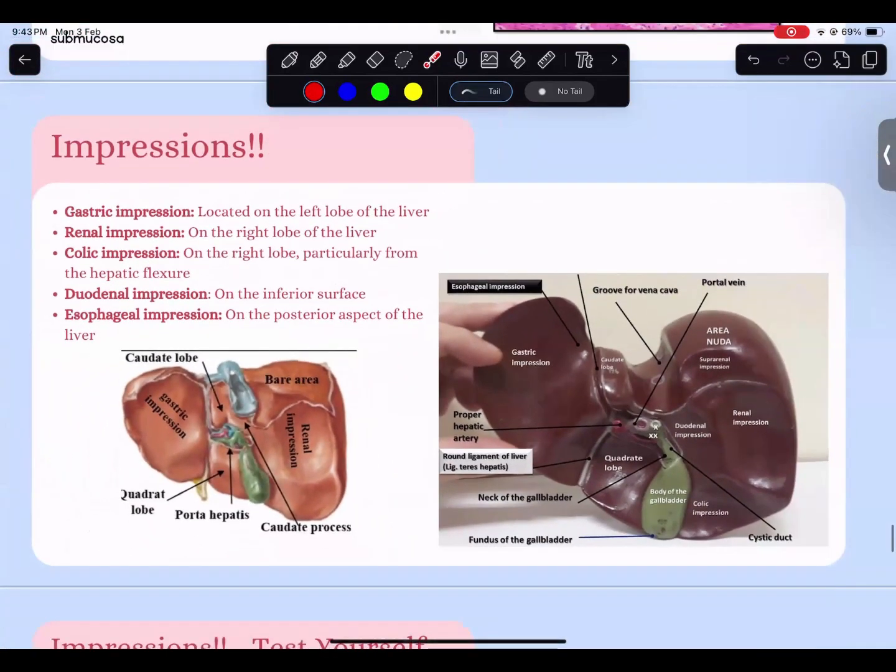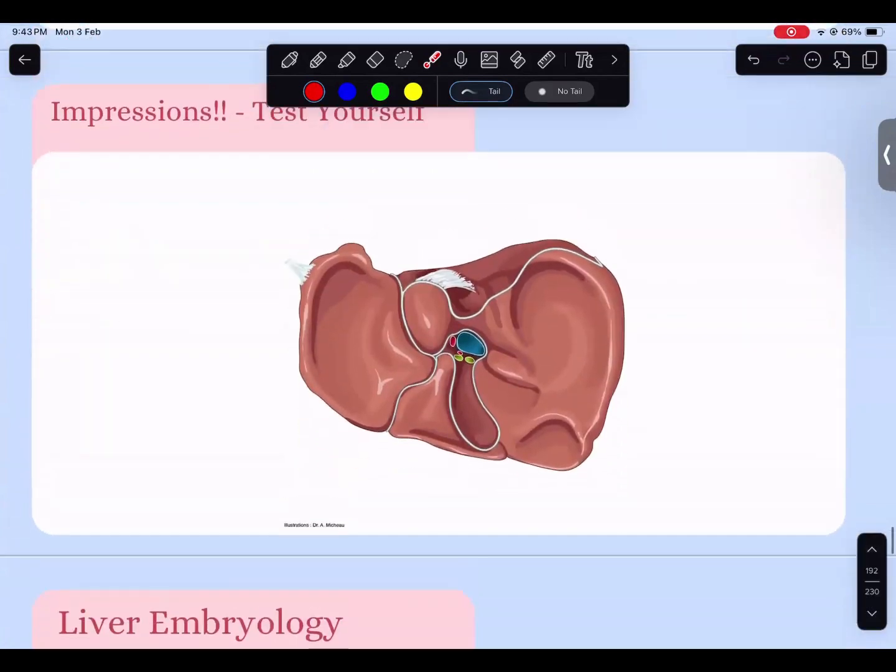These are the 5 impressions that you need to know. Super easy once you start practicing them or start looking at them. So gastric with esophageal on the right side, and then you have renal, suprarenal, duodenal, and then colic. And this is just to test yourself. I'm going to ask to see if you can tell the difference. Tell me what this impression is, this one right here.